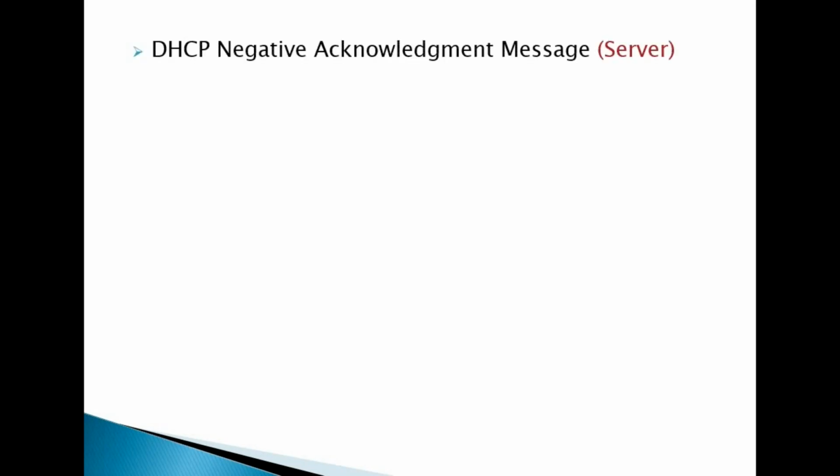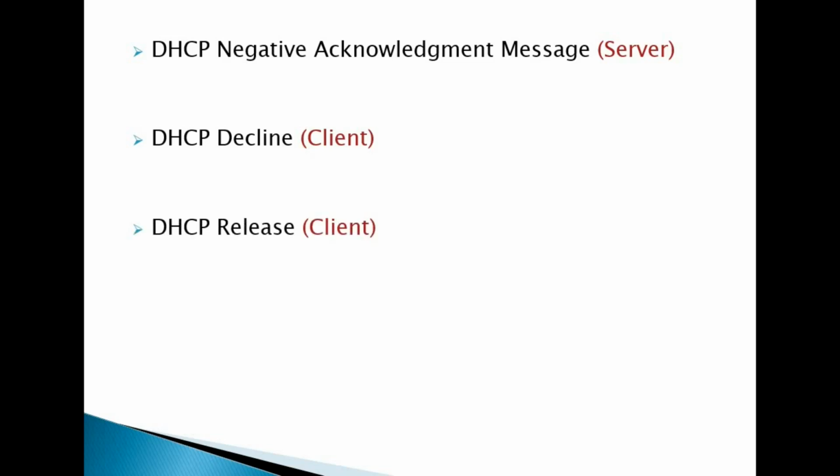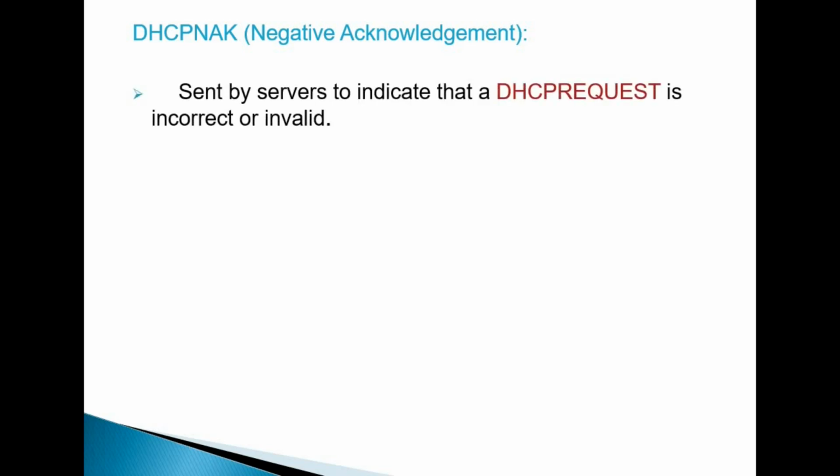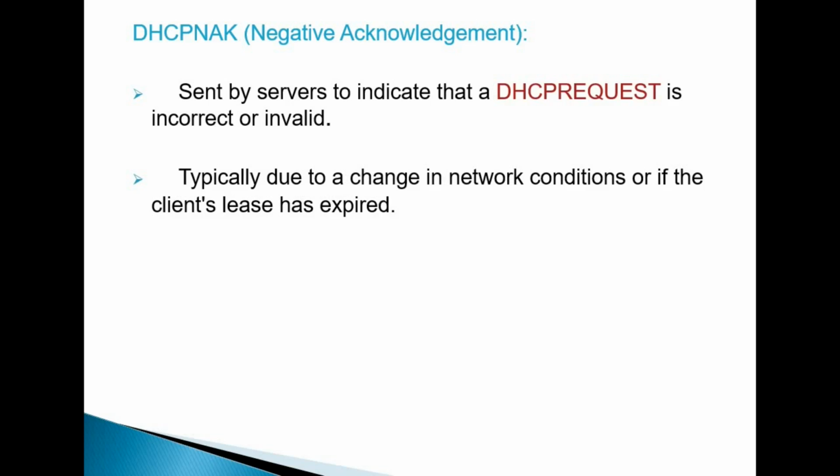So DHCP also has these messages: DHCP negative acknowledgement, which is sent by the server, DHCP decline, sent by the client, DHCP release, and DHCP inform. Let's see one by one what they mean. DHCP negative acknowledgement, sent by the server, indicates that a DHCP request is incorrect or invalid. It will be sent when the client lease has expired. In these conditions it will be sent.